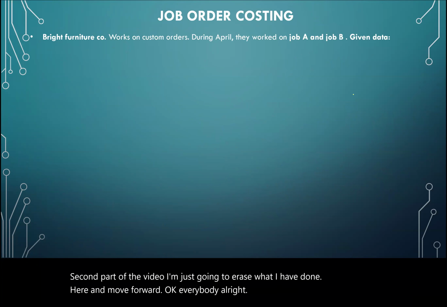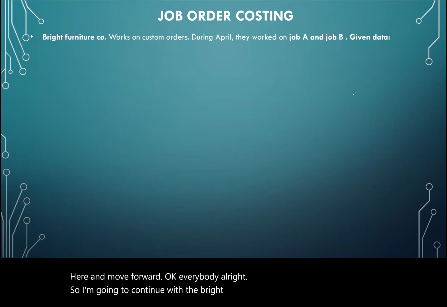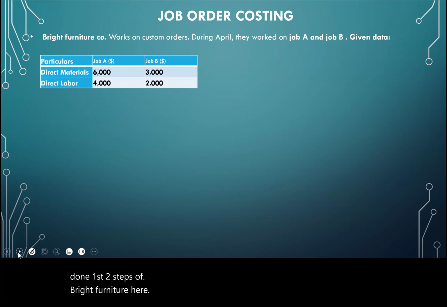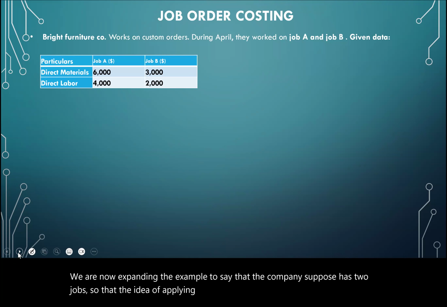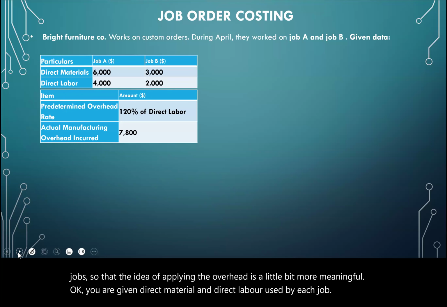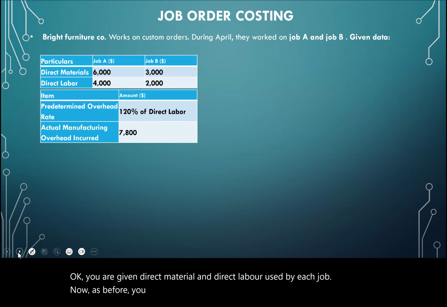So I'm going to continue with the Bright Furniture example. Recall that we had done the first two steps of Bright Furniture here. So let's look at the data again. We are now expanding the example to say that the company, suppose, has two jobs, so that the idea of applying the overhead is a little bit more meaningful. You are given direct material and direct labor used by each job. Now, as before, you are given predetermined overhead, which is 120% of your direct labor. Actual manufacturing overhead incurred is also given to you.